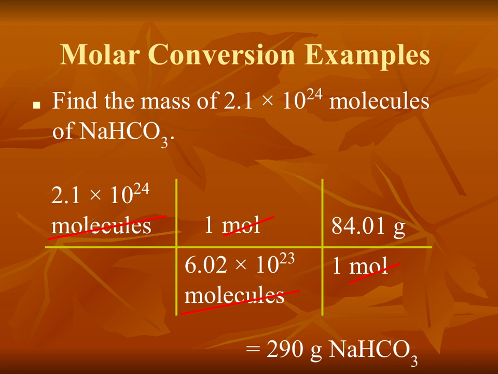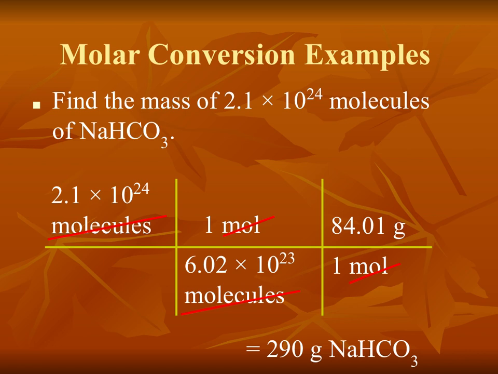Now, just like with the time units we were using when we went from hours to seconds, we had to make 2 different jumps, so we needed 2 equivalent statements. This one is finding the mass of 2.1 times 10 to the 24th molecules of sodium bicarbonate. And so to do that, we're going to have to first convert the molecules into moles, and that's Avogadro's number, right? That's that equivalency.